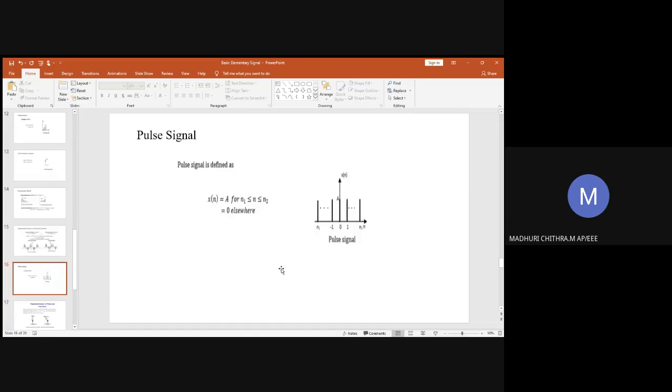Next, pulse signals. A pulse signal is just a representation of the rectangular pulse, but it is represented in a discrete manner. So a pulse signal is defined as x of n equal to a for n1 less than or equal to n less than or equal to n2, and equal to 0 elsewhere.